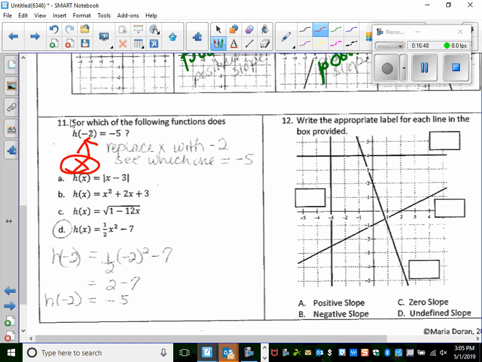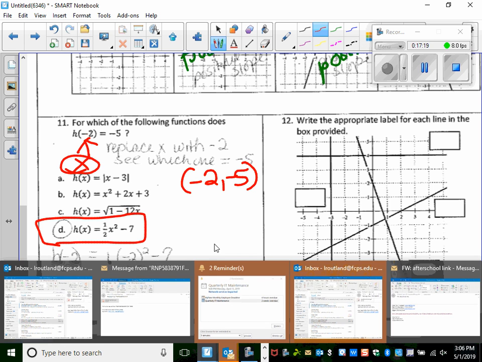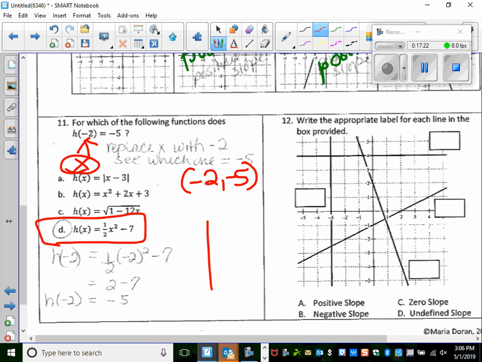They're asking you when X is -2, which one of these will equal -5? You can actually do this a couple ways. Now that I just said we're going to actually count, think of this as -2, -5 as the ordered pair. So if you really wanted to, since we know this is the answer, go ahead and put this into your y equals. Hit your y equals key. Everybody hit y equals. And type in 1/2 x squared minus 7. Then I want you to go to the table and see if you see -2 and -5.